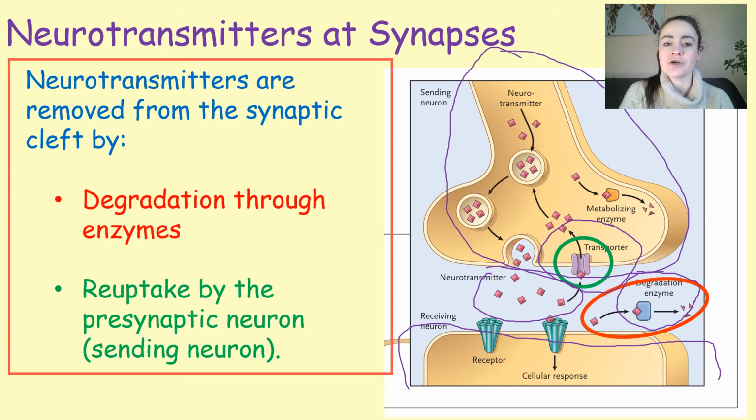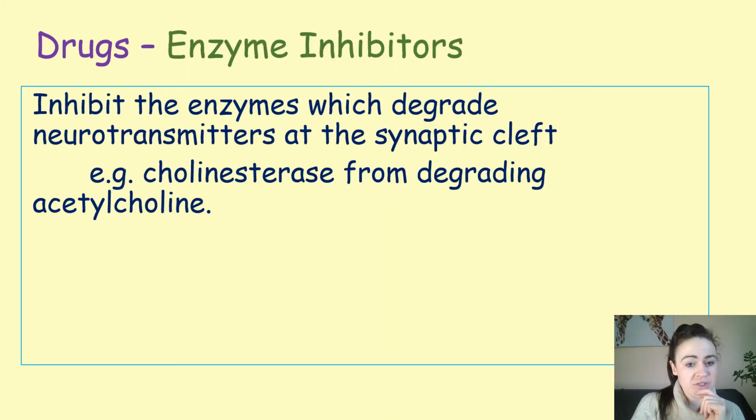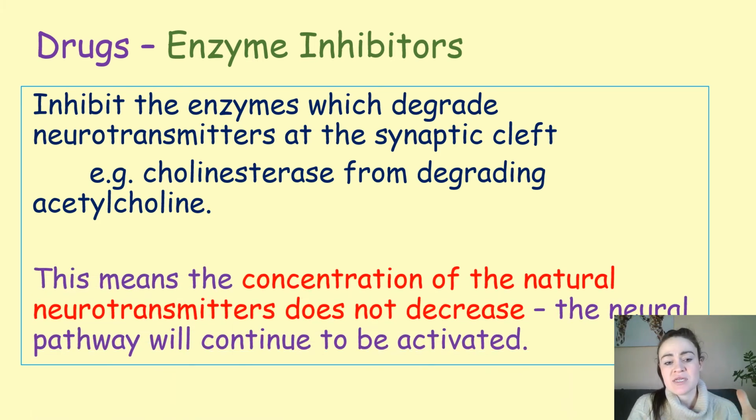Now, if you've got a disorder where you are deficient in a neurotransmitter, so maybe you're not producing enough of a neurotransmitter, the way we can target that is to stop the removal of the neurotransmitter. So we'll look at enzyme inhibitors first. If we can inhibit the enzyme that degrades the neurotransmitter at the synaptic cleft, then this means that the concentration of the naturally produced neurotransmitter isn't going to decrease. So that means that neural pathway will continue to be activated. So this will help target stuff where you're not producing enough of a neurotransmitter, or you need the pathway to be a bit more continuous, to be turned on a bit more.